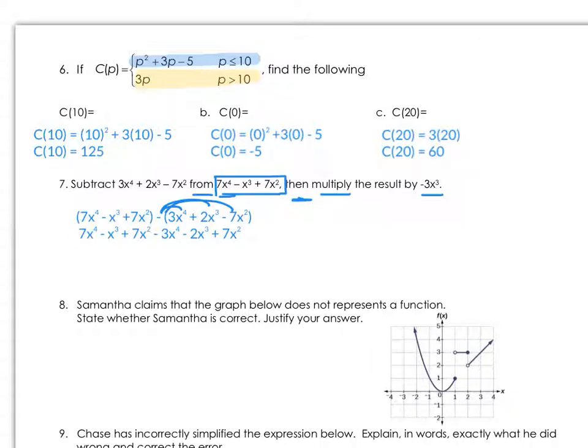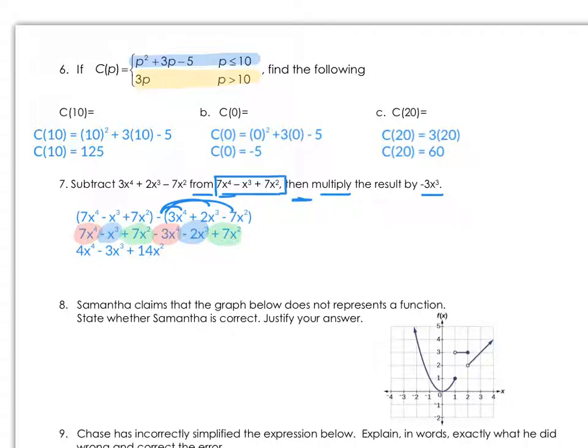So if I look, okay, 7x to the fourth, that's a like term with negative 3x to the fourth. And remember, the sign that's in front of it always is what puts them together. So 7 minus 3 of them equals 4x to the fourth. And then I see that I have a negative x cubed and negative 2x cubed. That gives me negative 3x cubed. So when I write it now, I've got 4x to the fourth minus 3x cubed. Okay, and then I keep looking for the like terms. Well, I see a 7x squared and another 7x squared. That's going to be 14x squared.